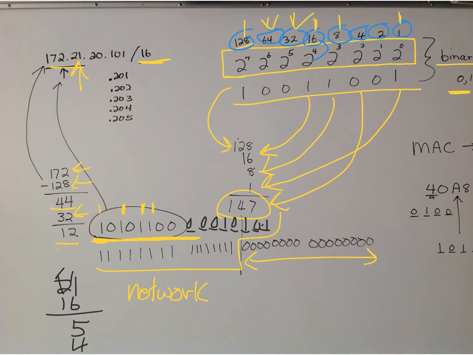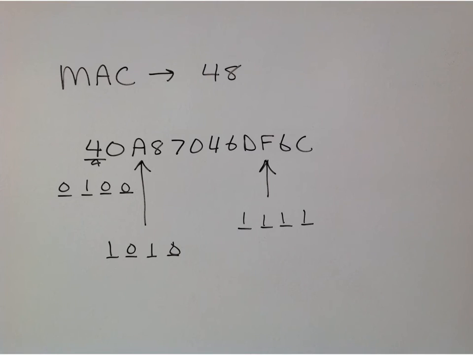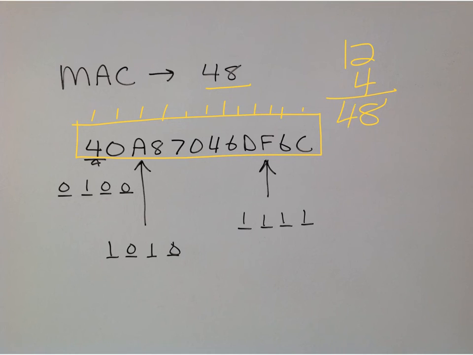One more thing to cover. MAC address, 48 bits. If you look at a MAC address, one of the students gave me theirs, 48 bits, so we usually represent that as a hexadecimal. So we got 1, 2, 3, 4, 5, 6, 7, 8, 9, 10, 11, 12. So we have 12 groups of 4, 48.